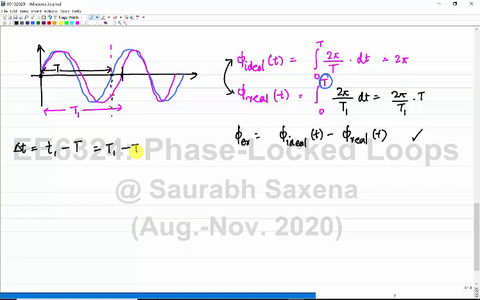So you see we have the metric: the timing error tells me the difference between the two rising edges. And the phase error is nothing but 2 pi into 1 minus t by t1, which I can say is 2 pi into t1 minus t by t.